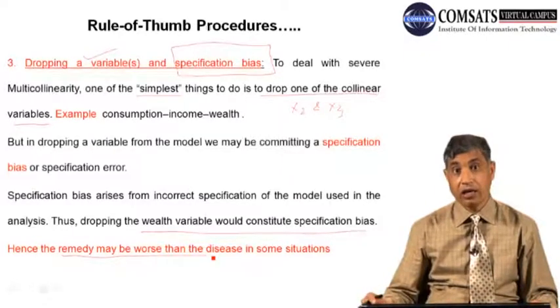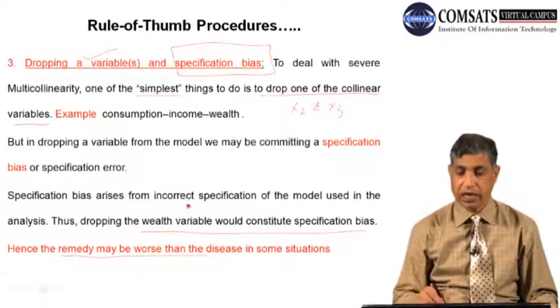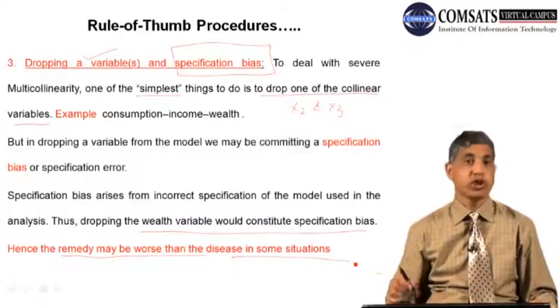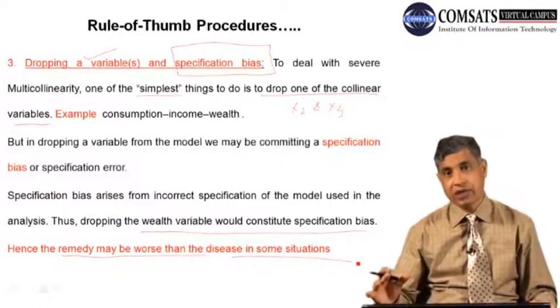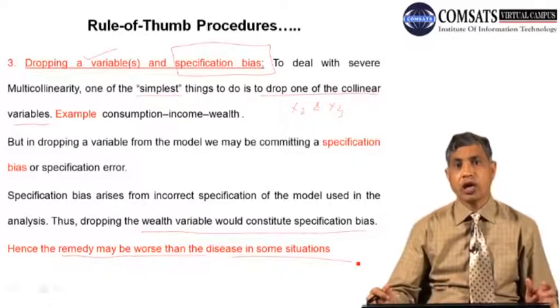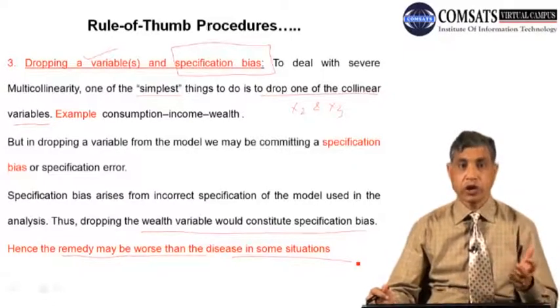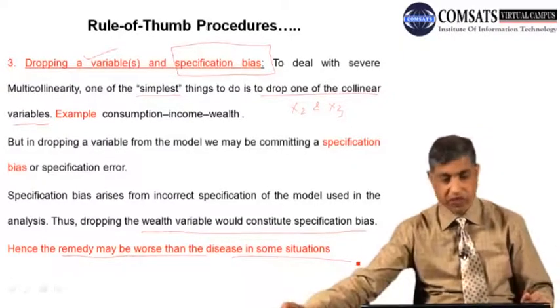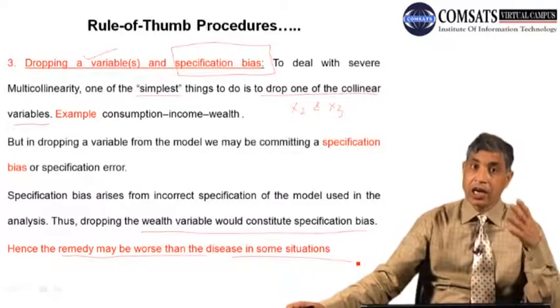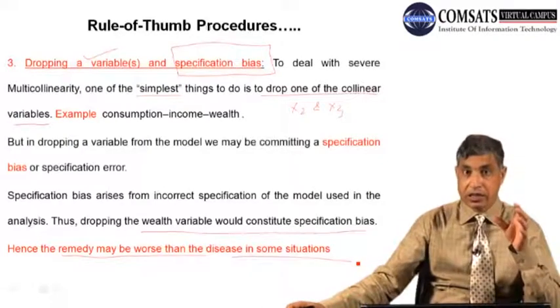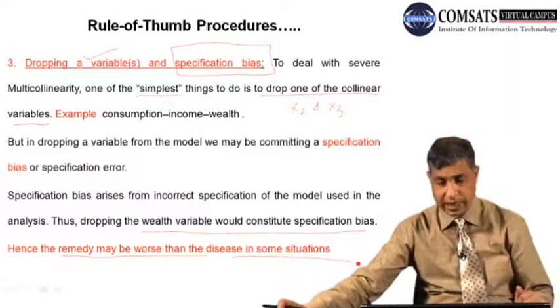The treatment became more dangerous than the disease itself, but it is in some situations. But if we see that the variable you have dropped is not of much importance, then you can say that there is not a specification bias. This was the third way to address the problem of multicollinearity.